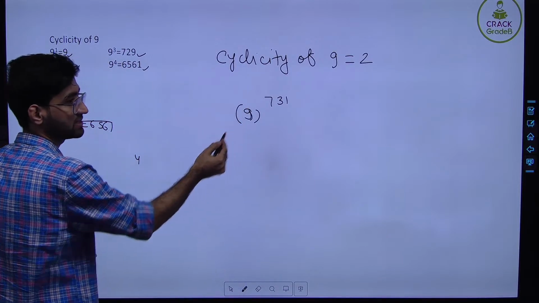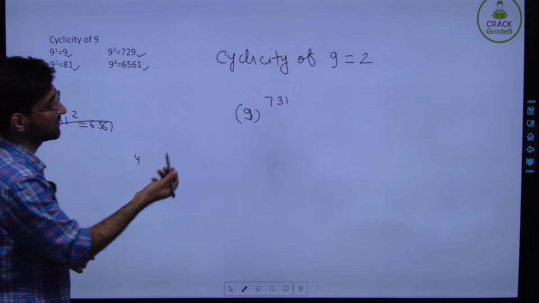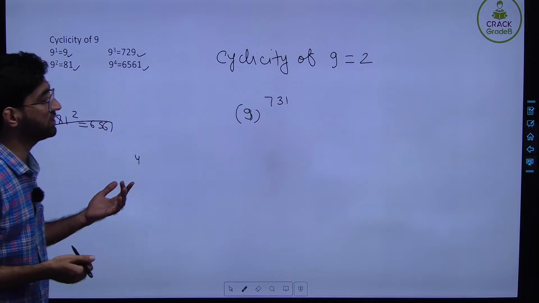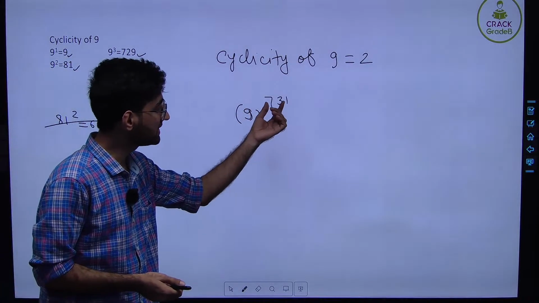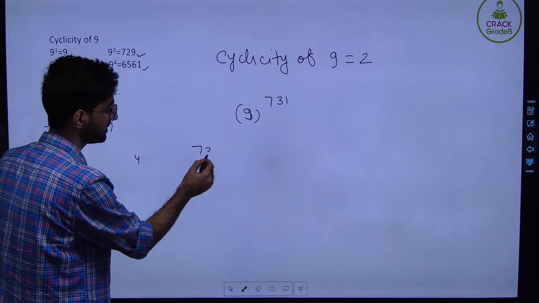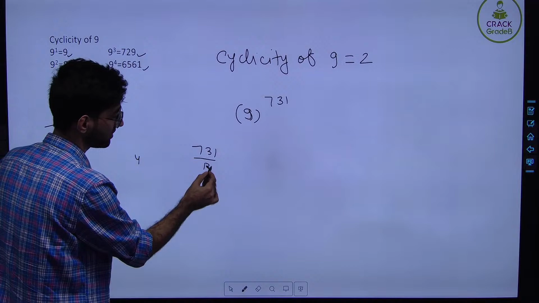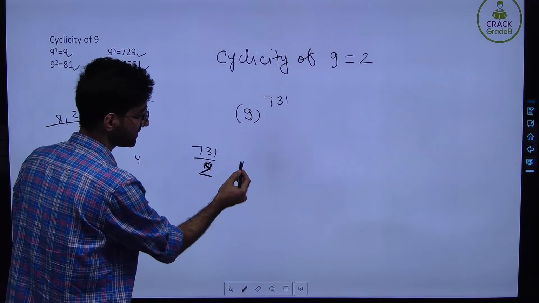Now if you have been asked what is the unit digit of 9 to the power 731, what is the answer? 9. Okay. Again, to answer what is the unit digit of 9 to the power 731, we will have to divide 731 by 2, right? So 731 by 2. What will be the remainder? The remainder will be 1, right?